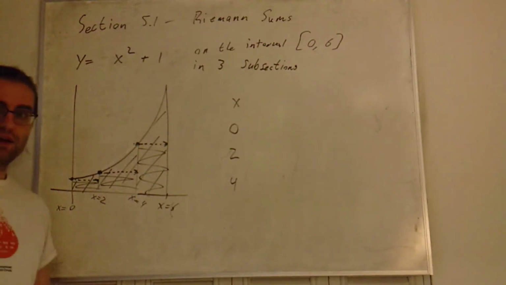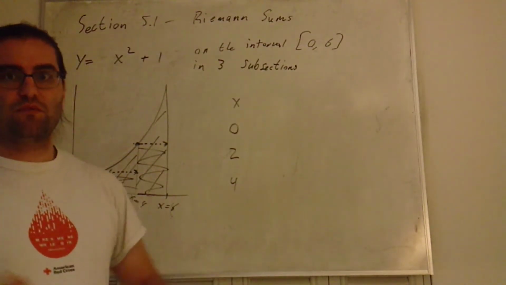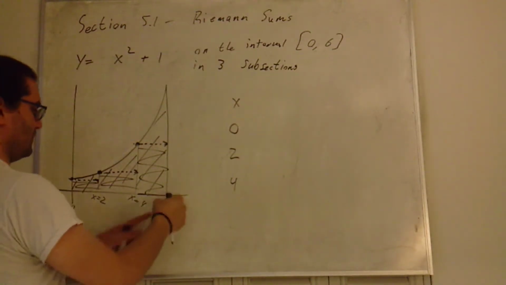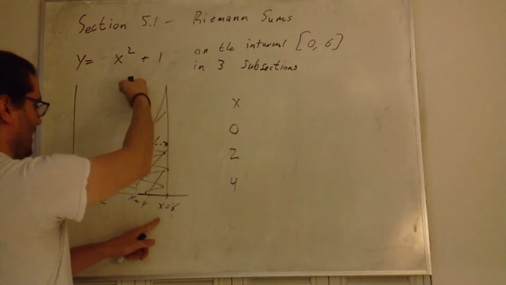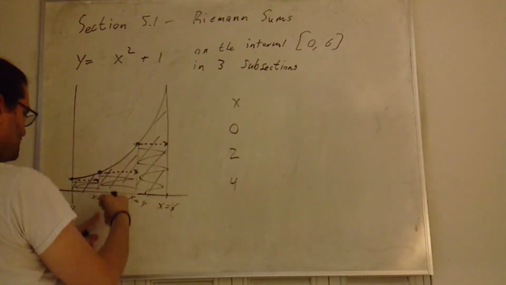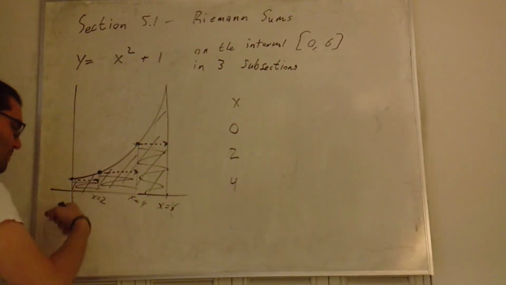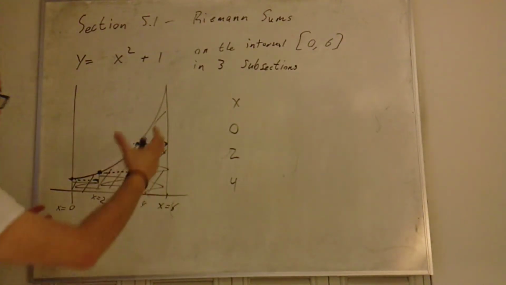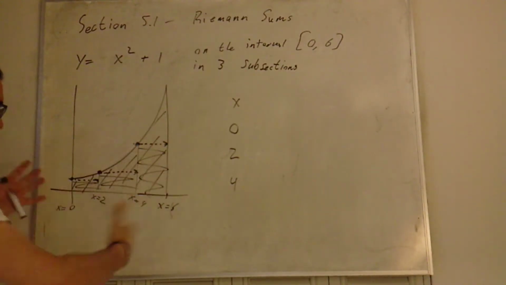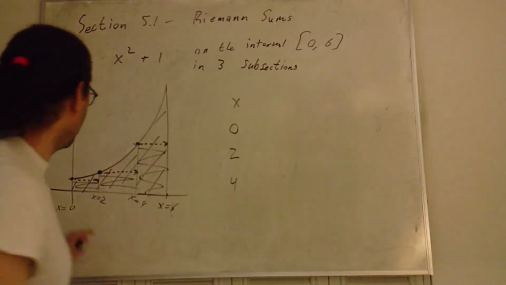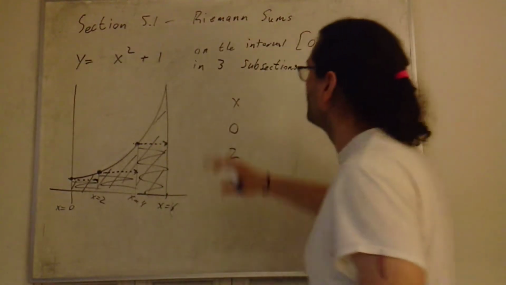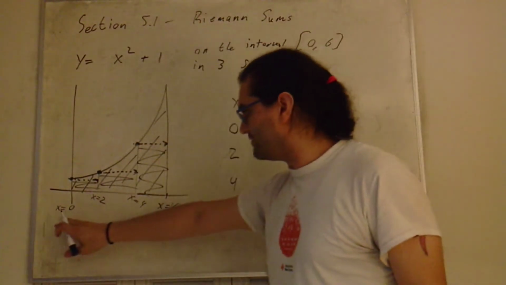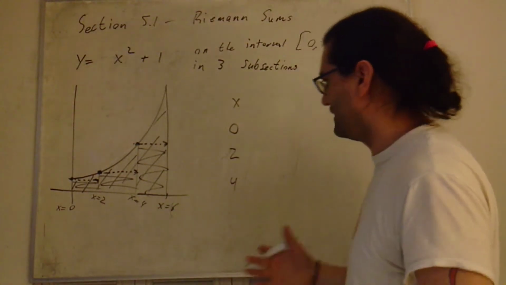When I come back and do the right endpoint version of this, then I will need to use the 6 endpoint going backwards, and the 4 endpoint going this way, and the 2 endpoint going this way, but I won't use the 0 endpoint. So that's fundamentally the difference between the right and left endpoint version of this. So for the left Riemann sum, I have 0, 2, and 4 as my x values.